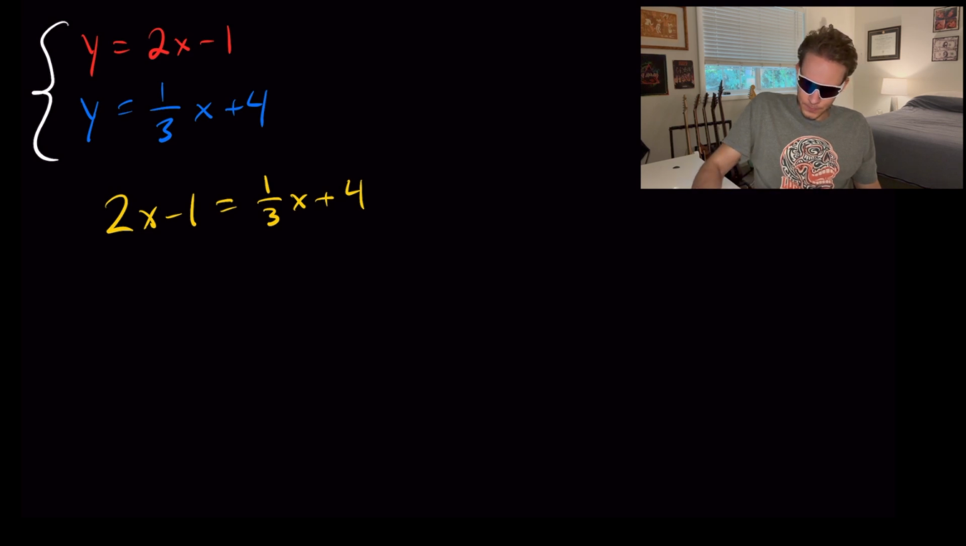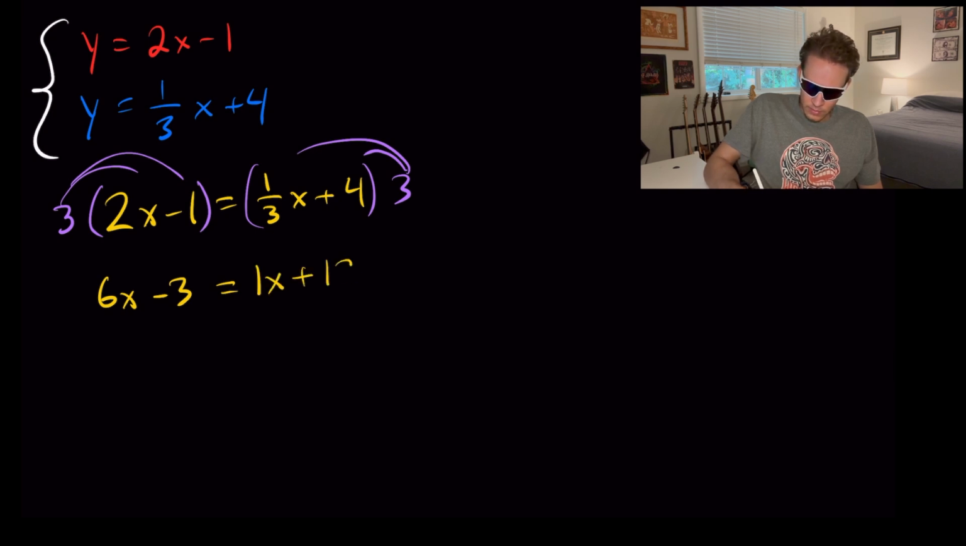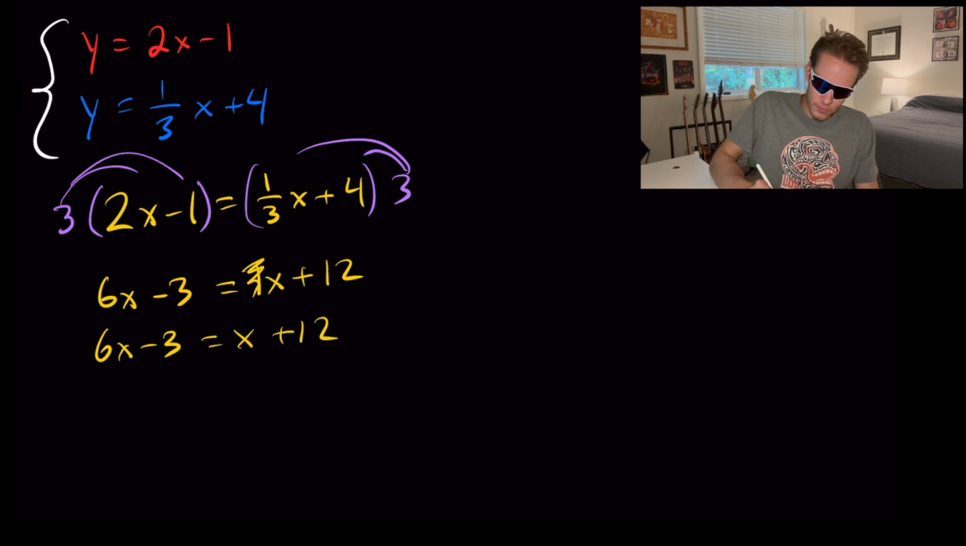So we're going to do 3 times that, and then 3 times all of that. So when you distribute all of this in, and this isn't going to change anything, right? Because we're multiplying both sides by 3. But if you distribute that 3 in, you'll get 6x minus 3 is equal to 1x plus 12. And I don't even really need to write that 1. We can just leave it as x. So 6x minus 3 is equal to x plus 12.